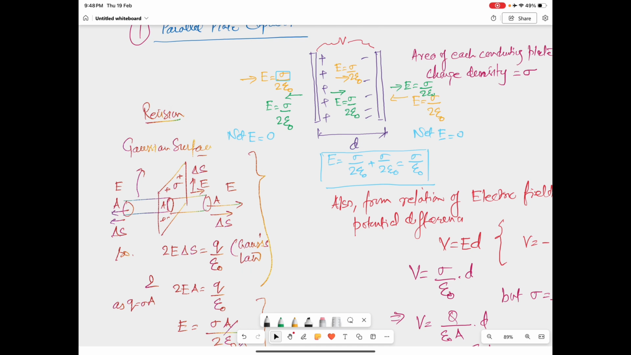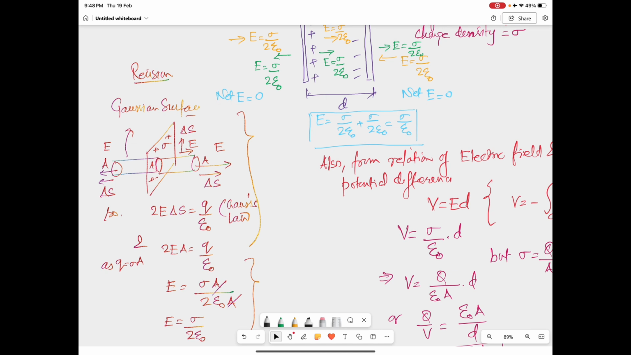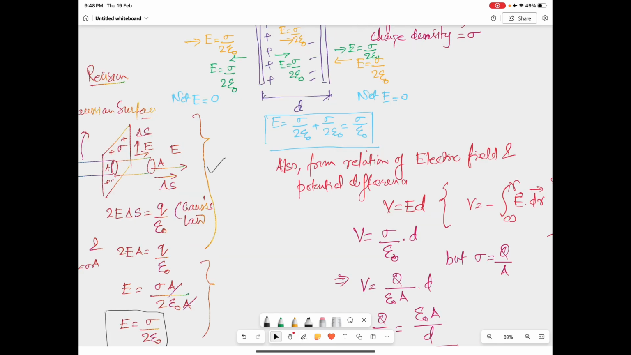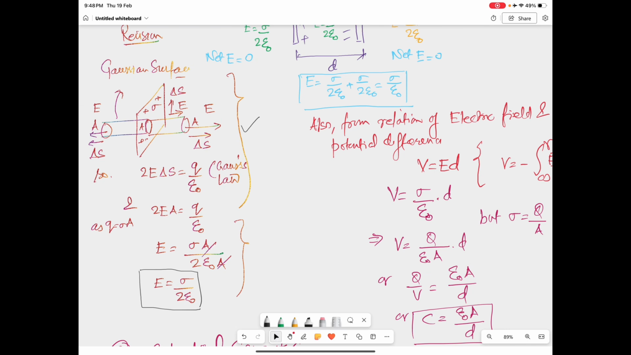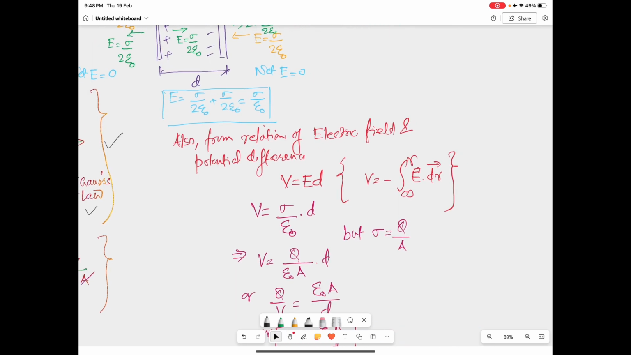So with this, you can see that the net electric field outside the capacitor is 0, whereas inside it will be sigma upon epsilon naught. For understanding, I have done this with a Gaussian surface, showing how sigma upon epsilon naught comes from Gauss's law. I have drawn a Gaussian surface and then used the formula of Gauss's law to find the electric field because of the thin conducting plate.